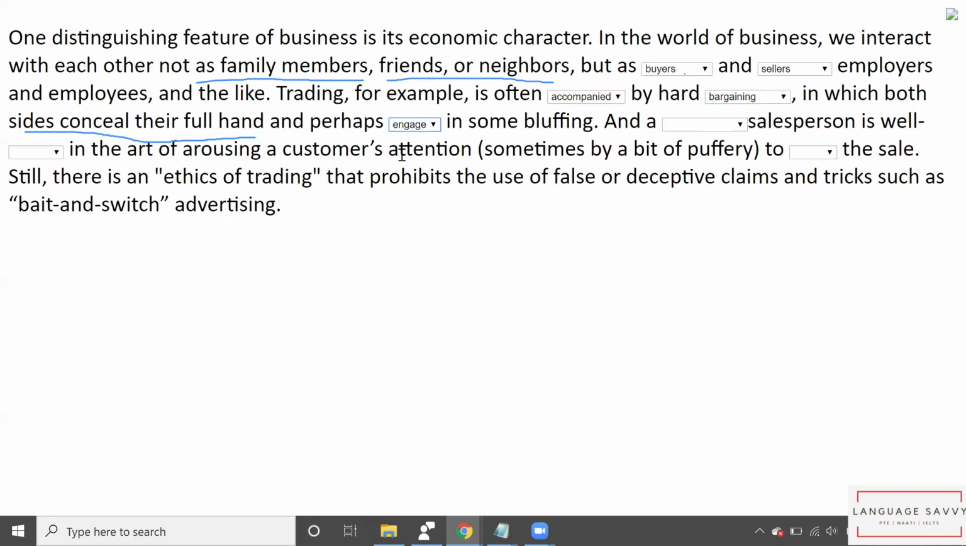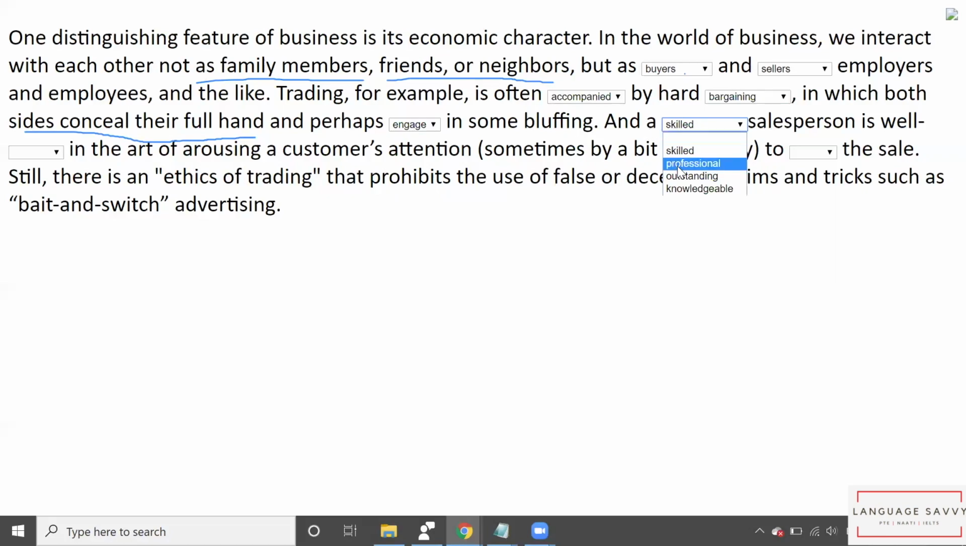So this actually is a collocation where we can engage in some bluffing, and bluffing here is an activity, and activities we can engage in. So, and a dash salesperson. This is obvious because this is a collocation. It has to be a skilled salesperson. There is a hint in this fill in the blank as well. That hint, that clue, is this word here, a.